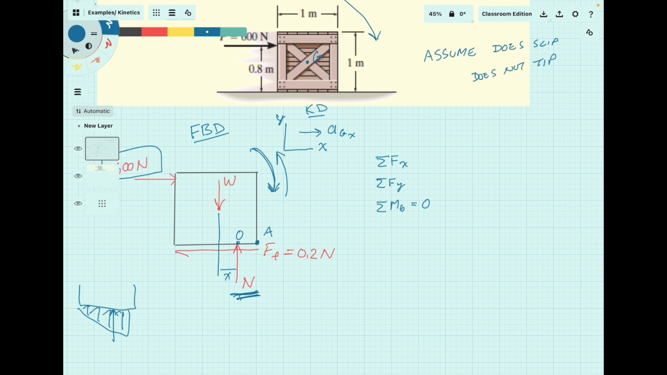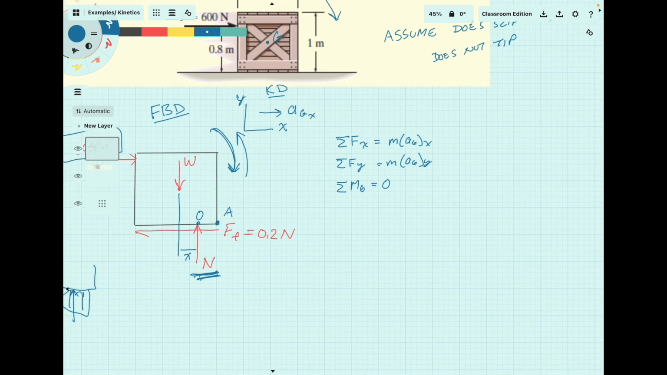So I'm assuming that this thing is sliding across the ground when subjected to that force. If those assumptions are wrong, then I'm going to get some weird signs in my results, and I'll be on the lookout for those. So we'll have mass times a_Gx and mass times a_Gy. And then we can write in everything we know.